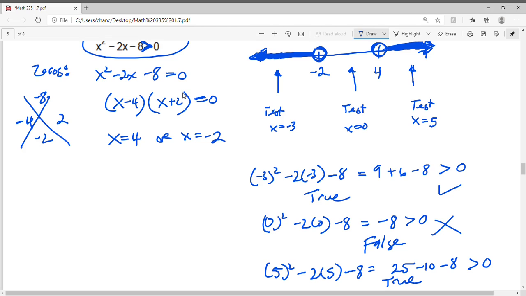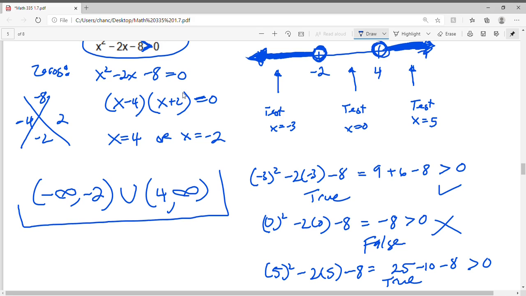And now I can write my answer. This goes to the left forever to -infinity. Then it goes to -2. And we'll union that with 4 to infinity. And this is our interval notation. So pick some test points: anything to the left of -2, anything between the two zeros, and then to the right of the 4.